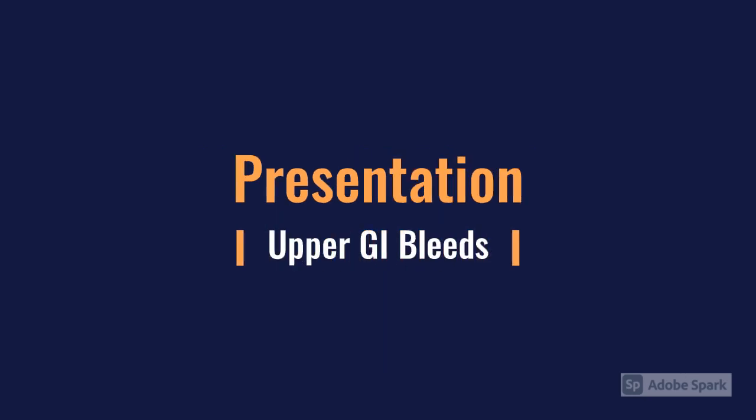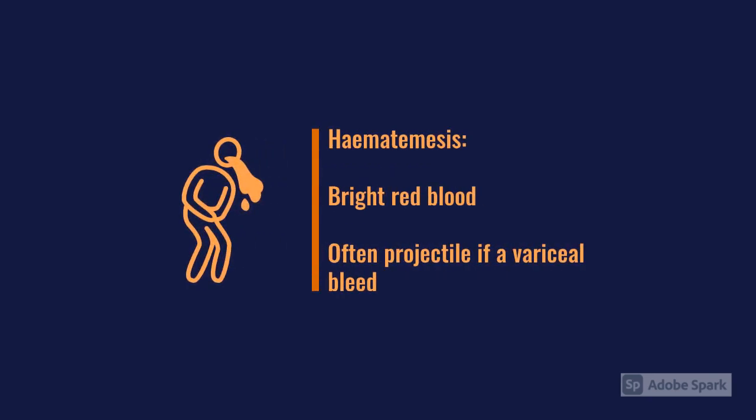How do they present, these patients? I mean, hopefully we would see some bleeding of the upper GI. So hematemesis, bright red, very striking vomit, often projectile if it's secondary to a variceal bleed. So if it's esophageal or a gastric varix that's popped, they can be very dramatic.